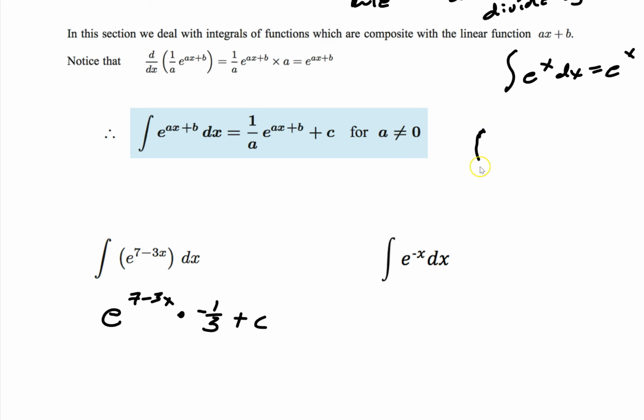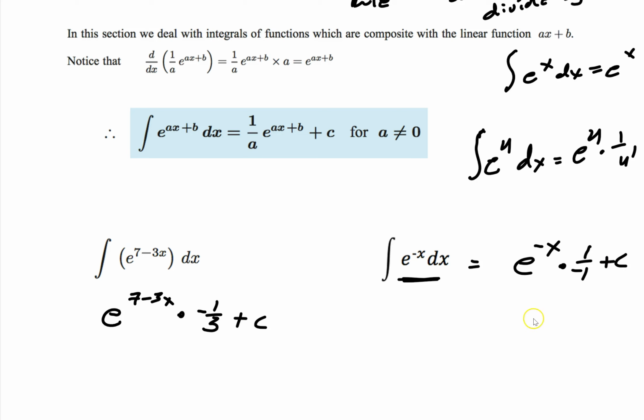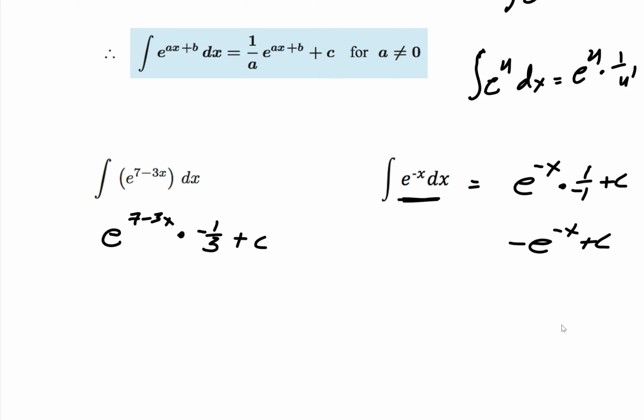So let's say we integrate e to the u dx. It's going to be just copy it, and then times 1/u prime. Reverse chain rule. So let's use that here. These are easy. You're just going to copy it, and then divide by the derivative of the inside. Derivative of the inside will be -1, so 1/-1 plus c. Or if you want to be nicer about it, negative e to the negative x plus c. That's just a simple idea.